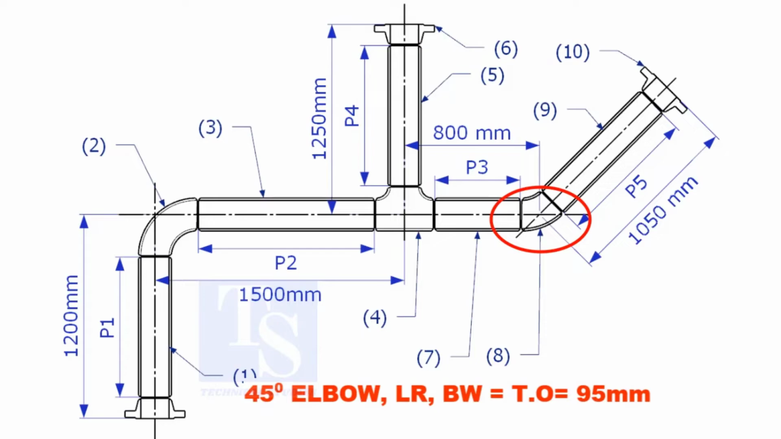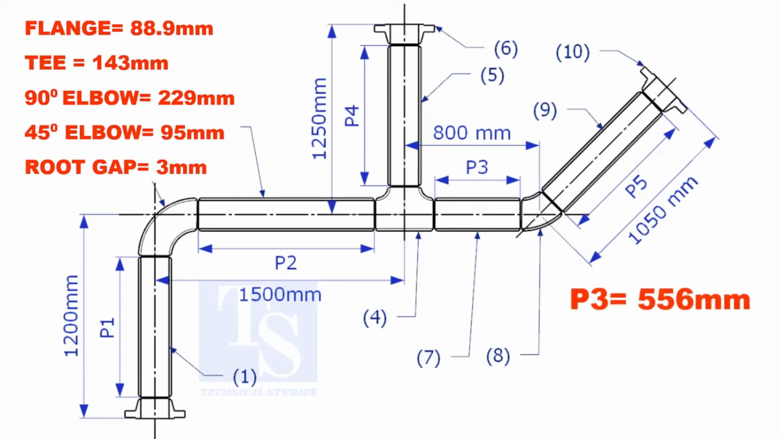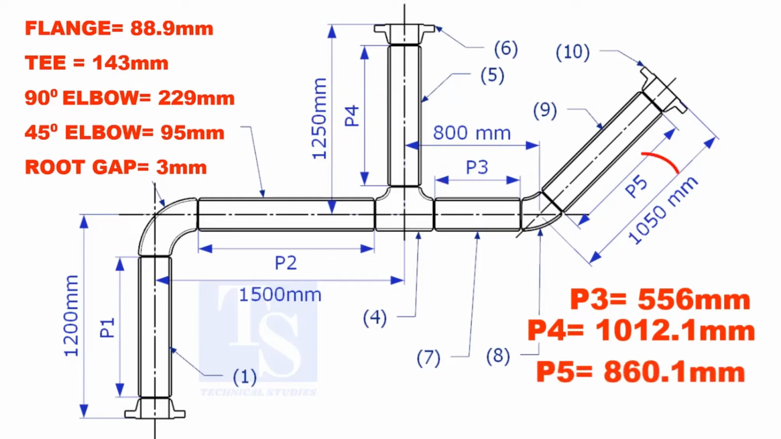Takeoff length of the 45 degree elbow is 95 mm. The true lengths of pipes P3, P4, and P5 are given. You can cross-check if the answers are correct or not. Please check the description for this sketch.